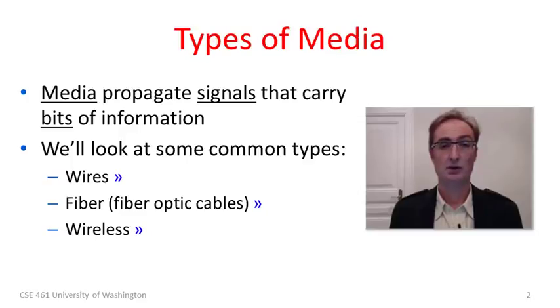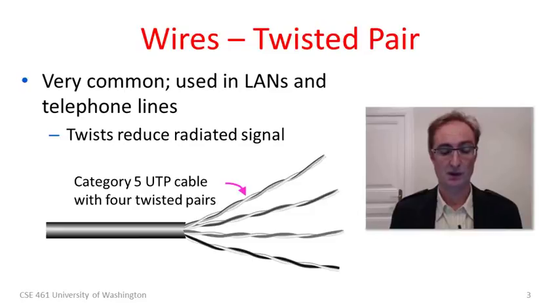In this segment we're just going to talk about these basic types of media and get a little bit of a feel for them. Then we'll move on to understand how signals which carry the information are propagated across these media. So the first kind of media we have is just wires, twisted pair wire. That's your garden variety wire.